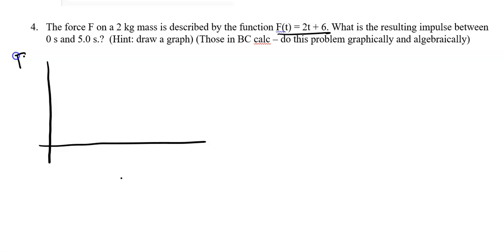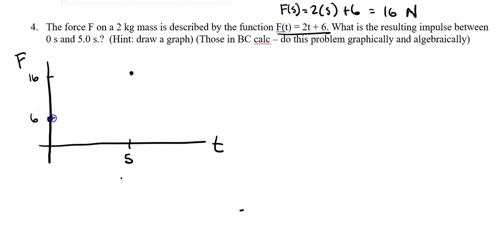Okay, so we have our force on the y-axis and time on the x-axis. Let's go ahead and draw this. So 6 is going to be the y-intercept, and it's from 0 to 5 seconds. When it's at 5 seconds, it's going to be at 16. If I plug in, F of 5 is going to be 2 times 5 plus 6, so 16 newtons. Cool. That starts here, and that is a straight line.